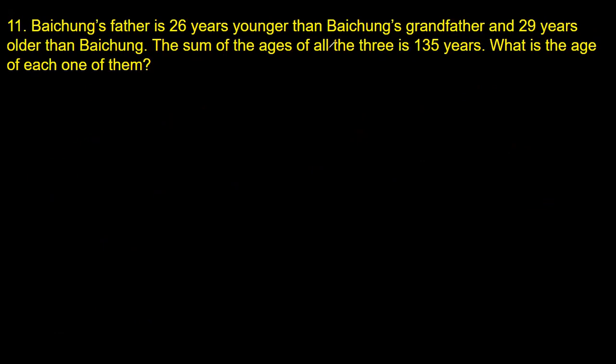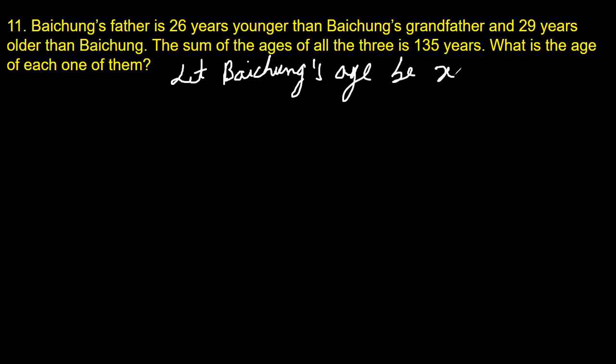Can we assume the age of any one of these persons, like the granddad, dad, and Baichung, as x, and then relate every other person's age with that? For instance, here we can say let Baichung's age be x. They're talking about years, so years.